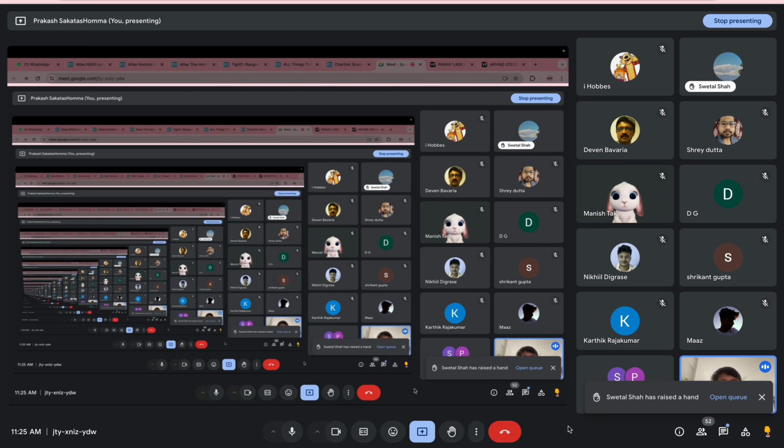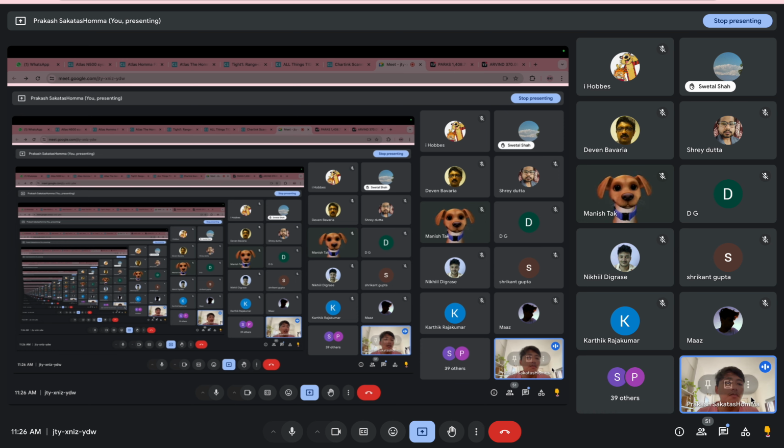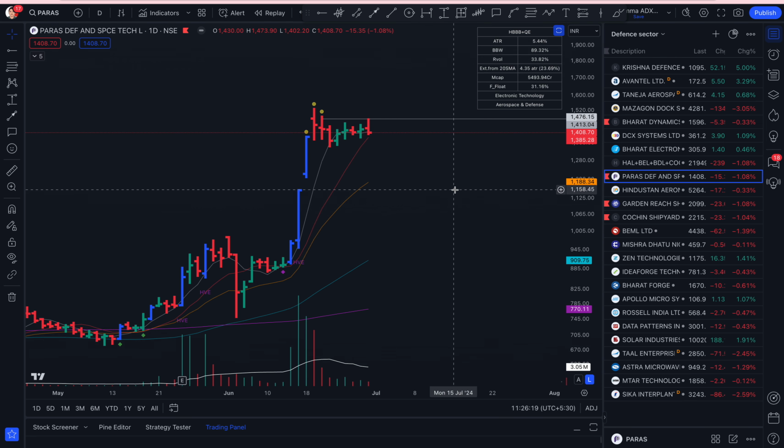The second entry is if the gap day high is taken out. If you are not very comfortable trading the gap on that day, you can wait for that entry. The third entry, which I like, is if the gap comes back, touches the low of the gap day, and then forms a tight area on the intraday pivot. That entry is really better. I will show you one such entry in a stock which I did not trade, but I was closely following, JNK India.